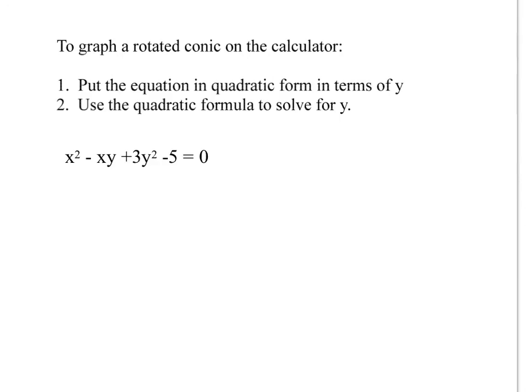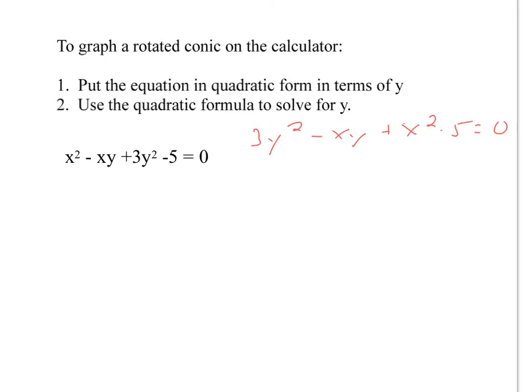All right. To graph a rotated conic on the calc, and again, this is only for the level 1 kids: put the equation in quadratic form in terms of y, then use the quadratic formula to solve for y. And again, we did this in class, and this is just for you to watch and get a couple more examples. Okay, the first thing I'm going to do is list my terms in descending order of y so that it'll be in quadratic form. So I'm going to have 3y squared minus xy plus x squared minus 5 is equal to 0.